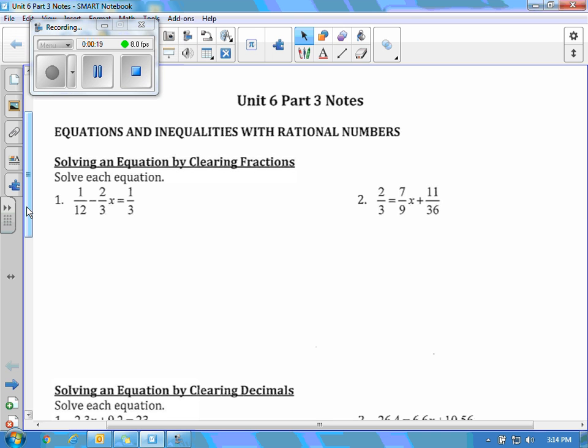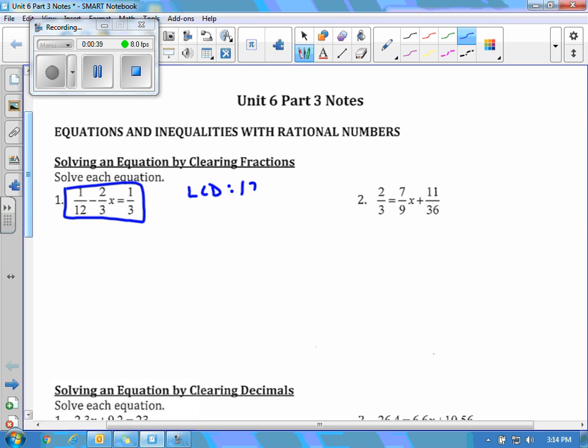Again, the first thing we're going to do is box and rewrite. Before we rewrite, though, you're going to want to find the least common denominator. So you want the least common denominator of all three of these fractions. If you need help remembering how to do that, please come get help from me individually. But in this case, the least common denominator would be 12. And when we say clearing the fractions, we're going to multiply every fraction by the least common denominator.